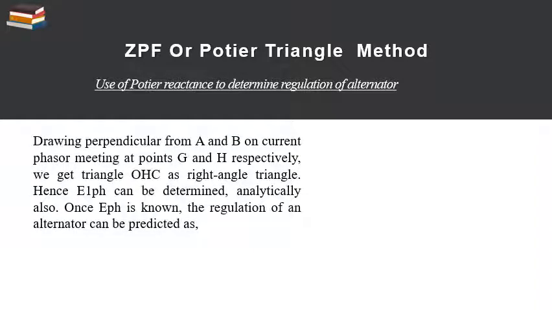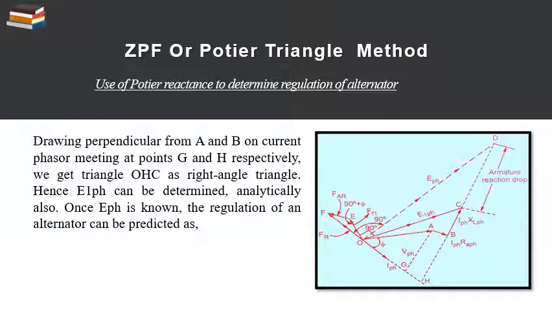Drawing perpendicular from A and B on current phasor meeting at point G and H respectively. करंट पे क्या किया हमने, एक परपेंडिकुलर ड्रॉ किया है. ये करंट है, इस पे हमने एक परपेंडिकुलर ड्रॉ किया है जो कि पॉइंट G और H को मीट कर रहा है. We get triangle OHC.